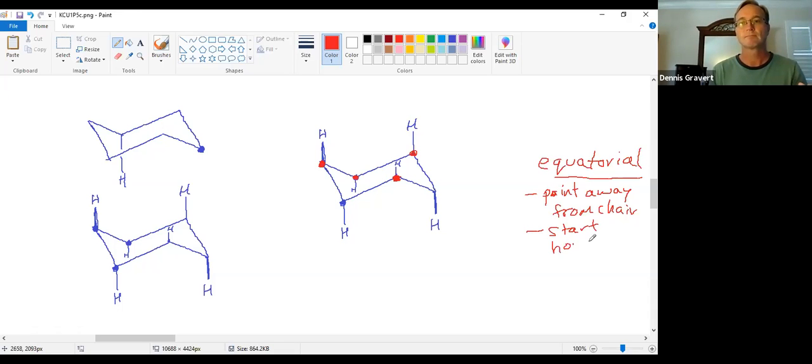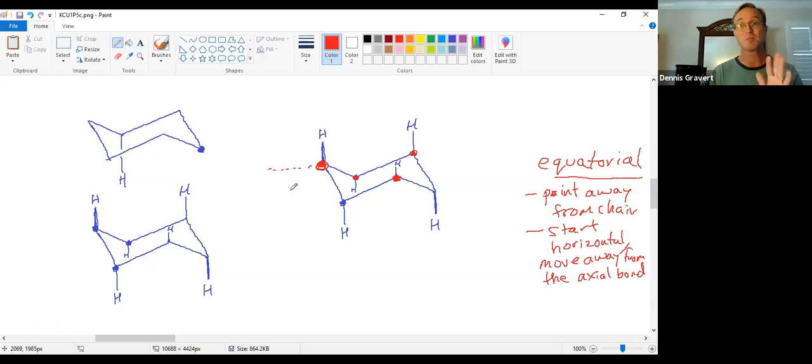Start horizontal, but move away from the axial bond. What do I mean by that? Let's go over here on the left, and we start thinking it's supposed to be going out completely level horizontal. It's not, though. It's not going to be perfectly horizontal. It's going to be moving away from this up axial bond. It has to come down. Well, how much of an angle?